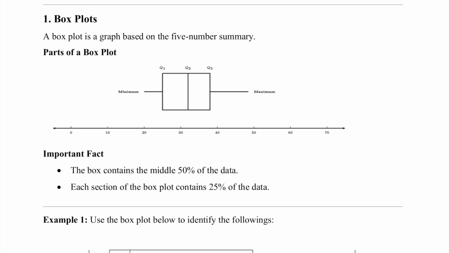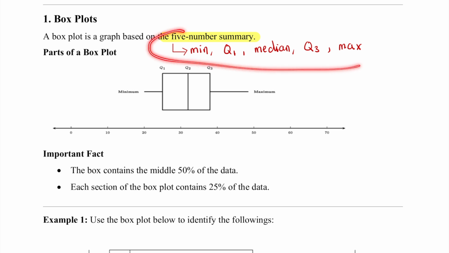Before we talk about the graph itself, let's review something you have already seen. A box plot is based on what we called the 5-number summary. The 5-number summary consists of the minimum, the first quartile, the median, the third quartile, and the maximum. These 5 numbers tell us a lot about a data set. Now, let's see how they appear on a box plot.